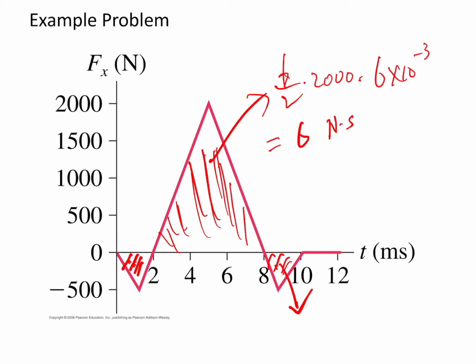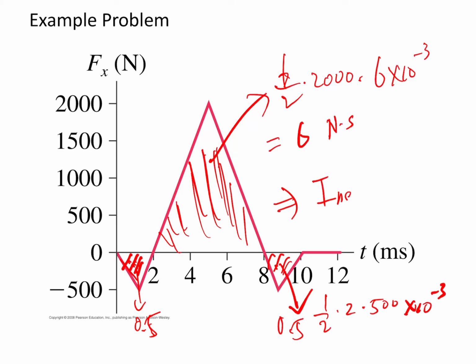And then you need to calculate the area of these two triangles. This one is 1/2 times 500 times 10 to the negative 3, which is 0.5. So this is 0.5, this is 0.5. So the net contribution of these two is -1 because they are negative. So the net impulse is 5 Newton seconds.